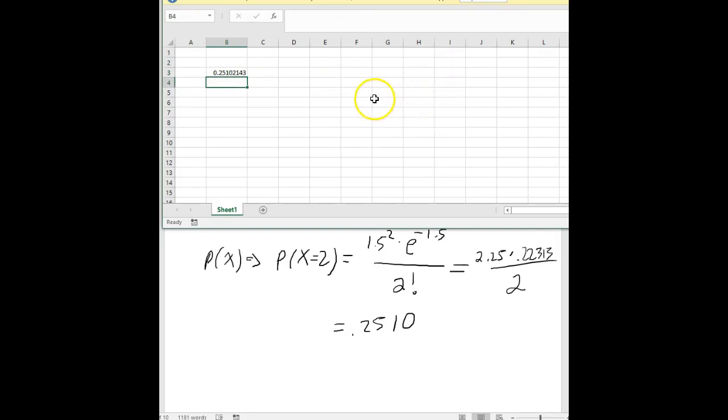0.2510. Perfect. So that's great. Okay, so that is the easiest way to do that. You could have also manually done the computation in Excel. I don't think that that's important. But yeah, so this was our formula for that.